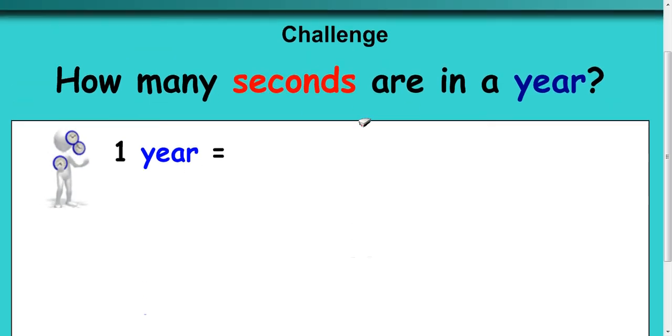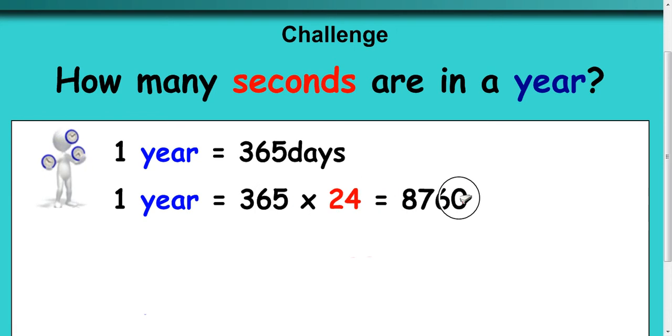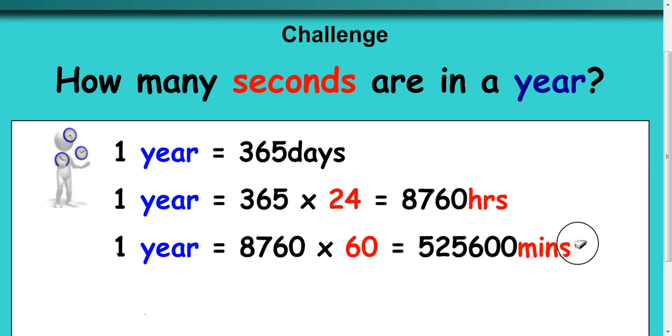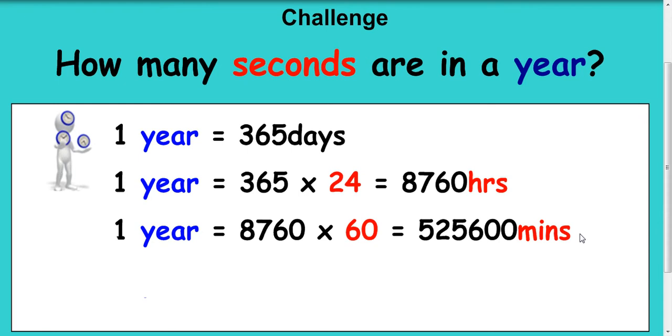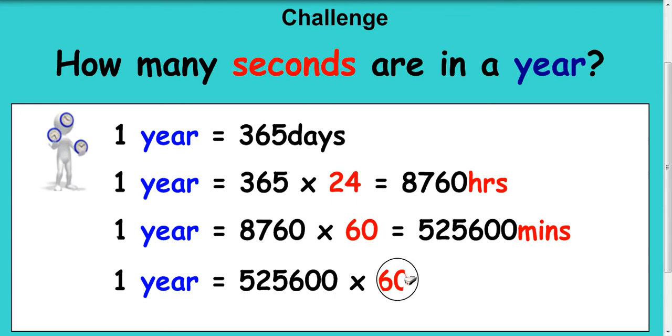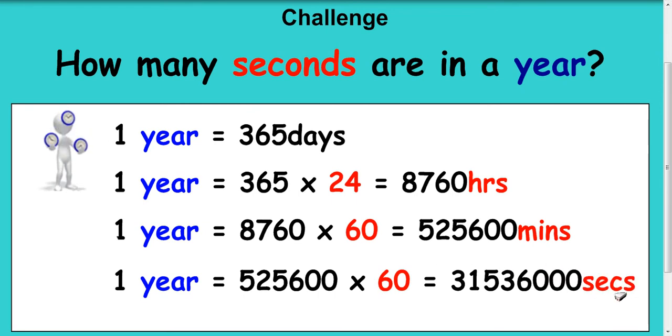And just incidentally, to do this, for 1 year you would think, okay, how many days are there in a year? 365. How many hours are in a day? 24. So 365 times 24 will get you the number of hours. Then how many minutes in an hour? 60, so times that by 60. You'll get so many minutes. And finally 60 seconds in a minute, so do the same thing, times this number by 60. Again, you generate a really big number of seconds in a year. That would be 31,536,000.